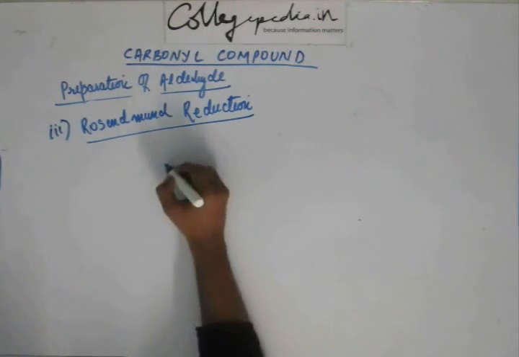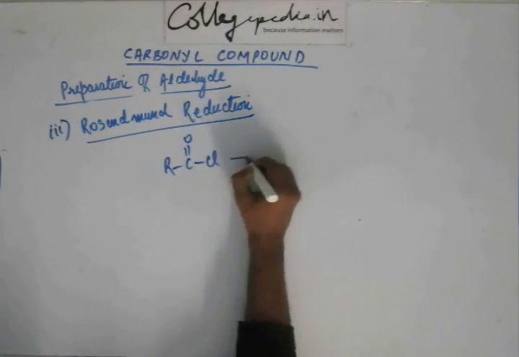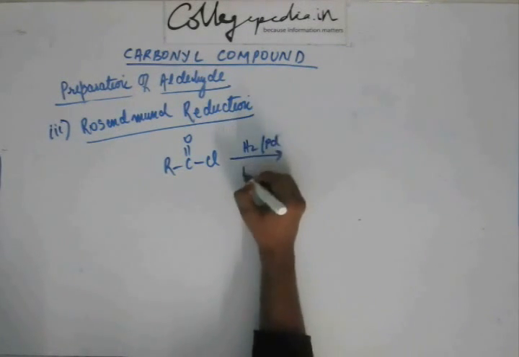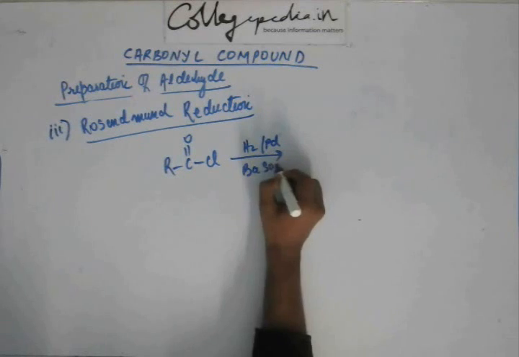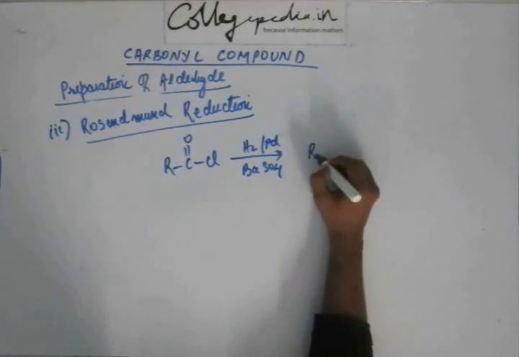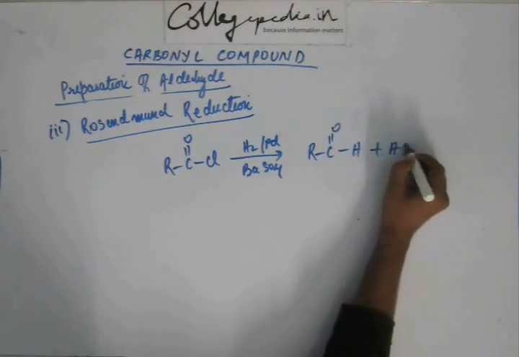What happens in this reaction is we take an acyl chloride, we take hydrogen, palladium as a catalyst, and we poison the palladium catalyst with barium sulfate. We'll see why. But if we do this, we get this and this.